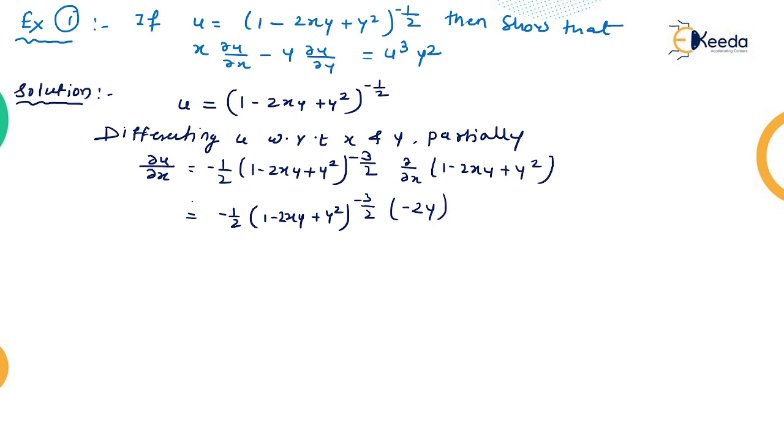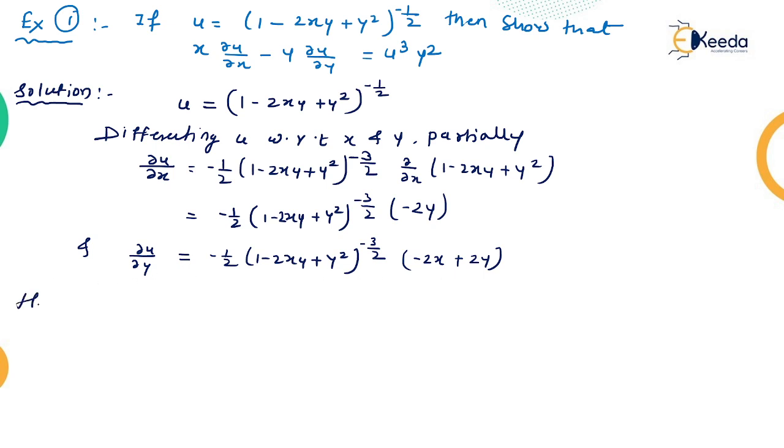That is ∂u/∂x. Similarly, you have to take ∂u/∂y. So it will also become, with respect to y, minus 1 by 2 into the bracket (1 − 2xy + y²) to the power minus 3 by 2, into the derivative of this bracket with respect to y. The derivative of 1 is 0, minus 2xy gives minus 2x, and y² gives only 2y.